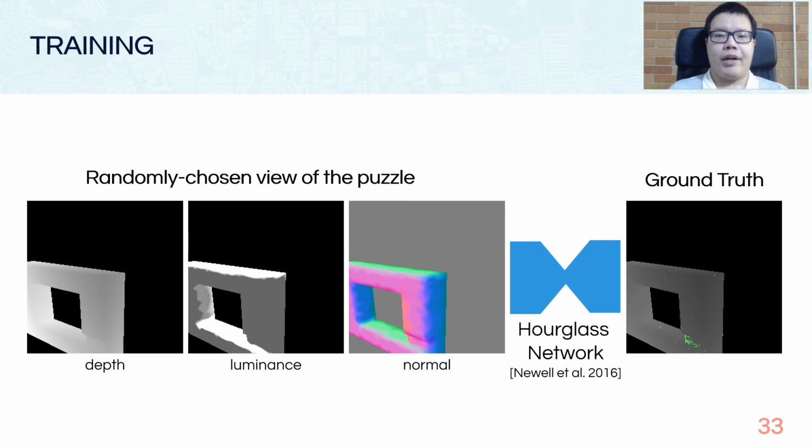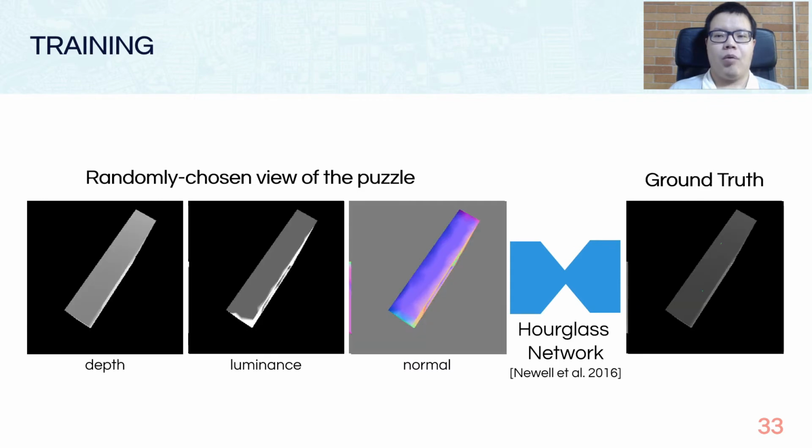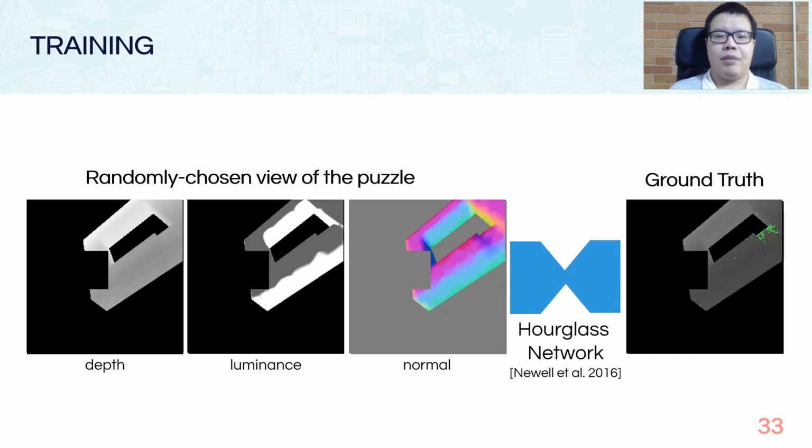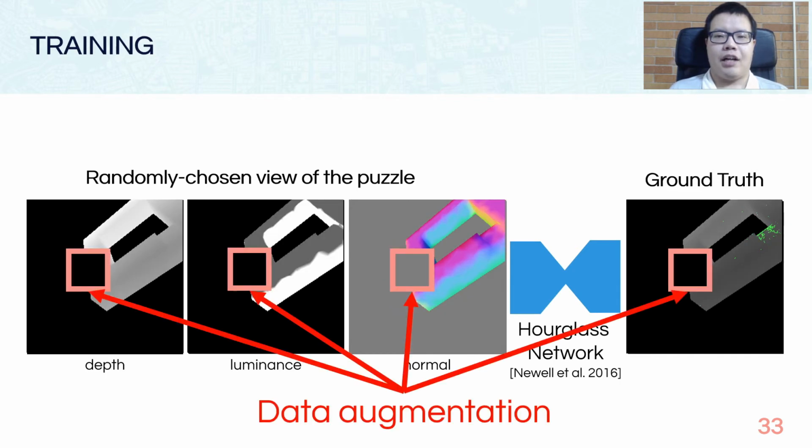To train our network, we randomly choose a view of the puzzle and then render the depth, luminance and normal along with the ground truth into images. We then use this data to train our network. The missing blocks here are the result of data augmentation. We encourage you to see our paper for further details.